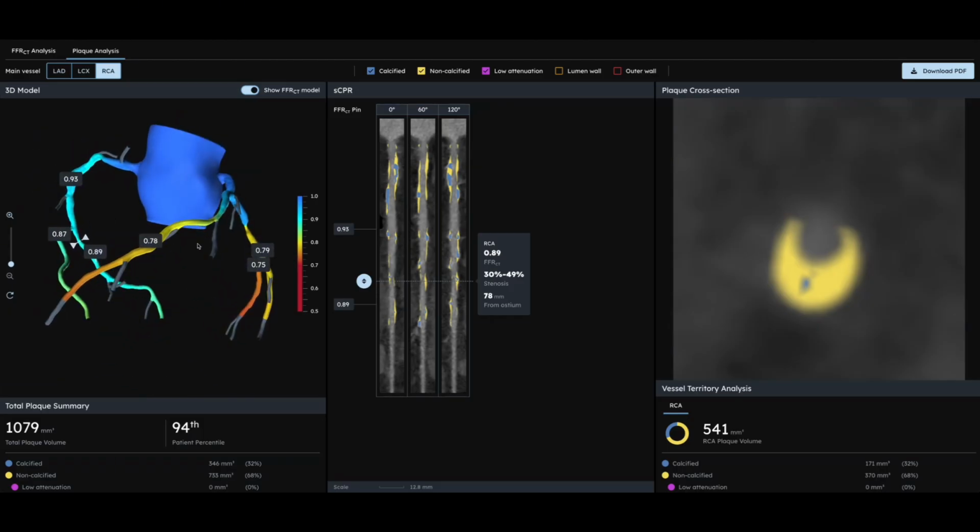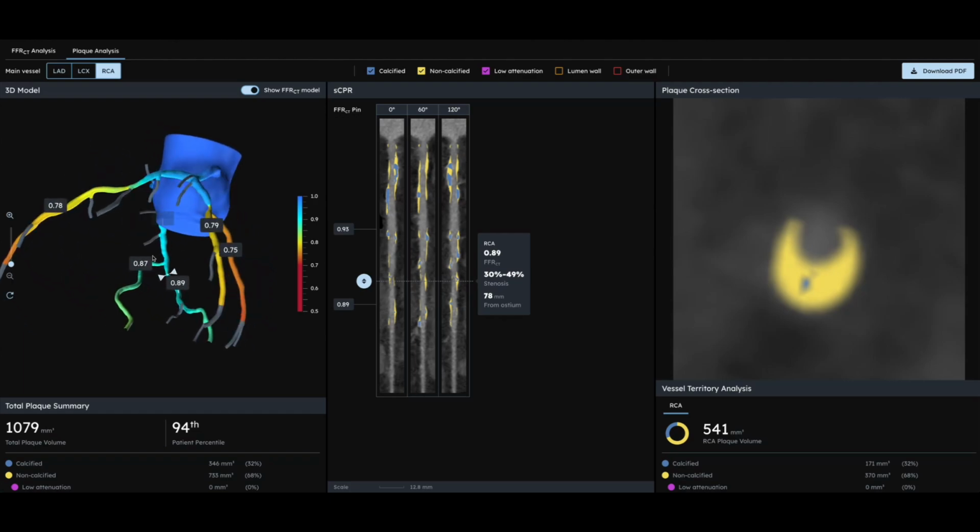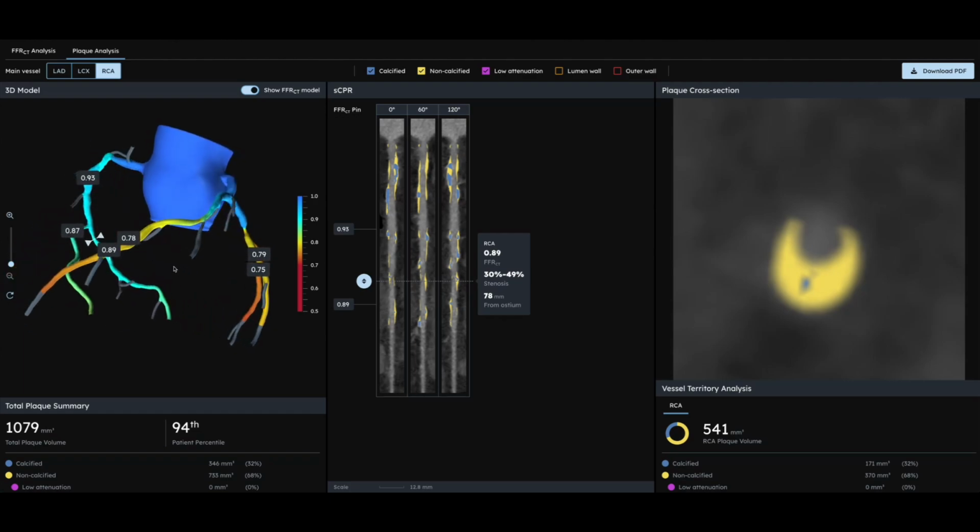Now, you'll notice it's color-coded. The most important thing to realize here is that if you're above 0.8, that means normal flow, so there's no intervention needed. When you're between 0.75 and 0.8, that's borderline, so we want to commence aggressive medical therapy, possible intervention if the patient is symptomatic. And if you're below 0.75, that's significantly reduced blood flow, so intervention is typically warranted, and it definitely helps improve survival. So this particular patient is borderline, as we can see here.